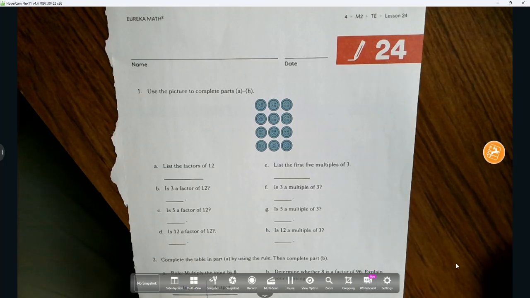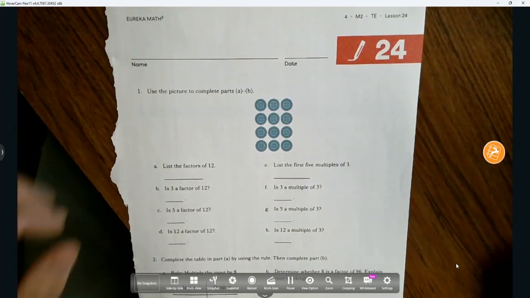All right. Eureka Math Squared, fourth grade, Module 2, Lesson 24, Homework Helper.